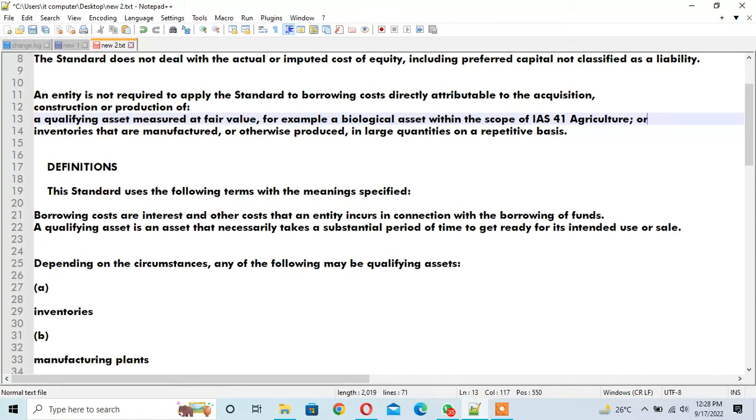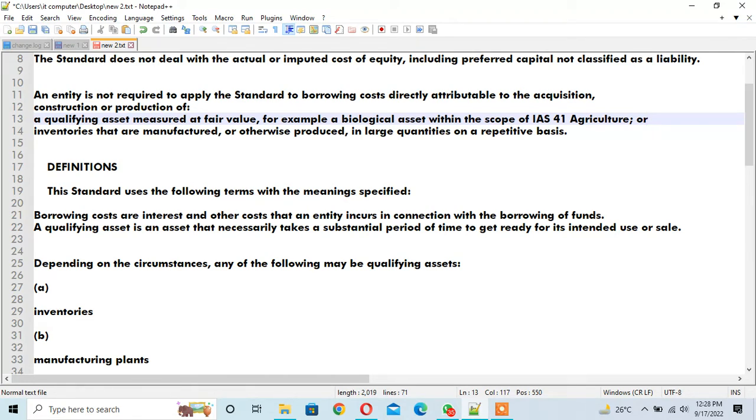Okay, how to define this? The standard uses the following terms with the meaning specified. Borrowing costs are interest and other costs that an entity incurs in connection with the borrowing of funds. Very simple. When we borrow funds, we have to pay a cost which is called a borrowing cost, finance cost, interest charges, finance charges, or many other names are also used for this. A qualifying asset is an asset that necessarily takes a substantial period of time to get ready for its intended use or sale.